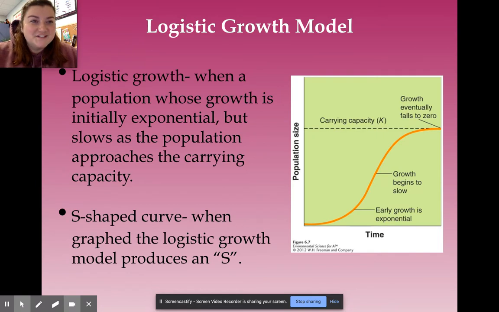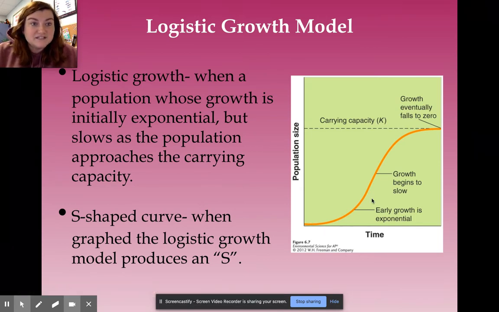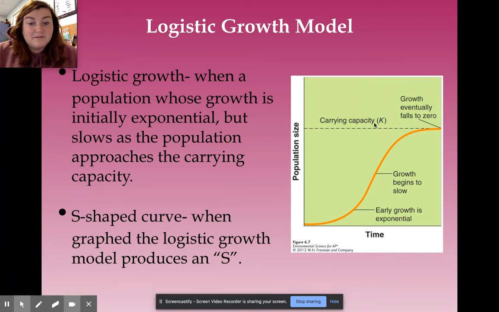So logistic growth is when a population's growth at the beginning is exponential. At the start, we're a little bit exponential right here, really rapidly growing, and population size is increasing, right? But as that population starts to get close to the carrying capacity, which is normally represented by a dotted line on the graph and by the letter K, the growth starts to slow down a good bit, until eventually that growth falls to zero because it can't grow anymore, right?